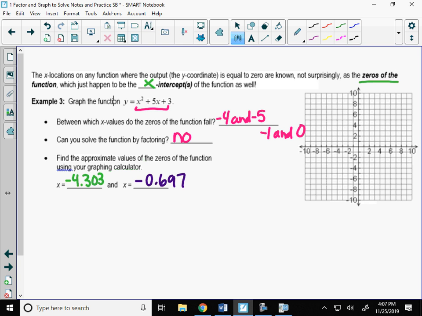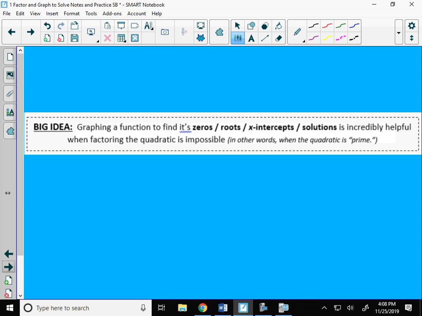Now notice that we could not factor this quadratic, and the roots were not nice numbers. These are irrational numbers. And that's going to play a big connection as we go through the unit. But the roots were irrational, so we could not factor it, and we had to use our calculator. I'm not going to worry about graphing it because I think you guys know how to graph it. So here's our big idea. Graphing a function to find its zeros or roots or x-intercepts is very helpful when the quadratic is impossible to factor. So when the quadratic is prime, for now, we are going to use our calculator to solve it.